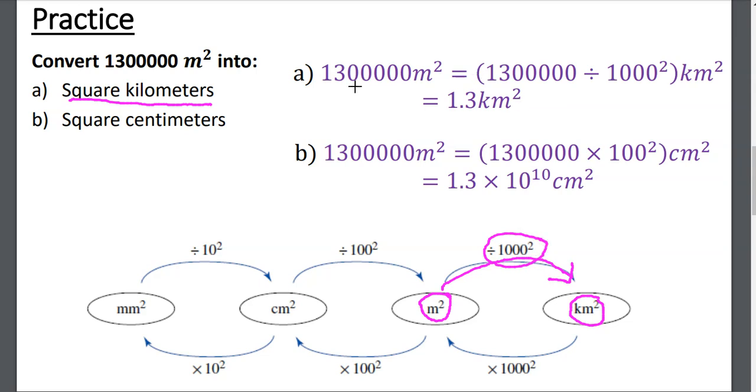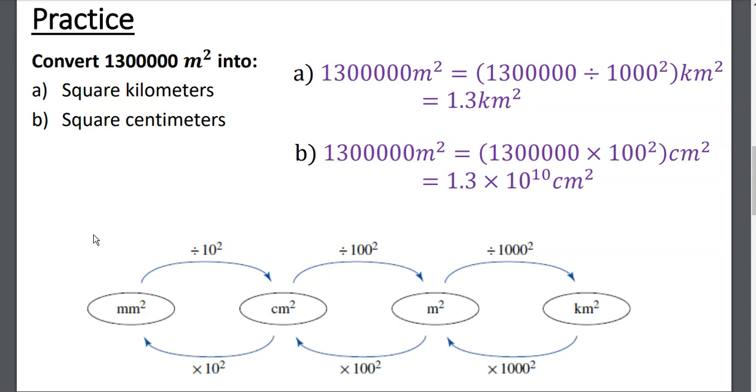So as you can see here, I've written 1.3 million metres squared equals 1.3 million divided by 1,000 squared in brackets, and that will give me the number of kilometres squared. And then I do the actual calculation in brackets and I get 1.3 kilometres squared. Okay? Isn't that amazing? You get such a small number from such a massive number after just one conversion. That tends to happen with area.